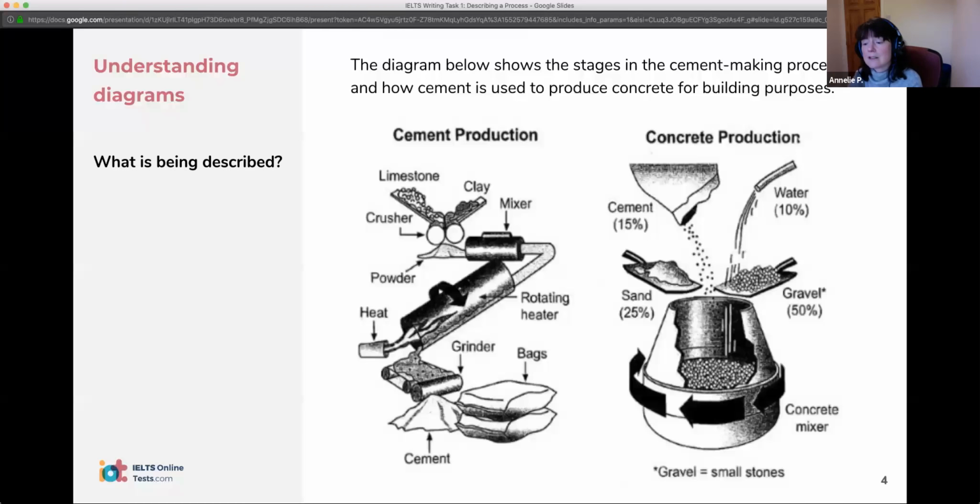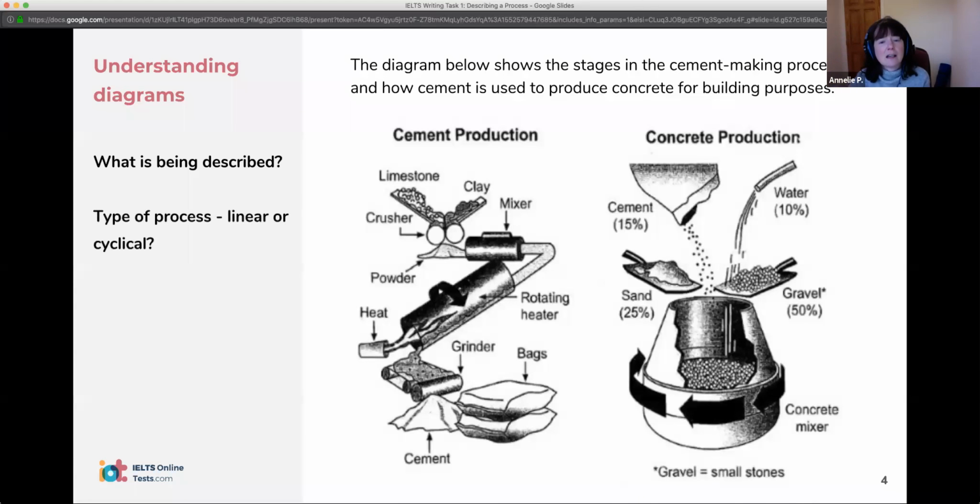So what specifically is the subject of this process? Just put it up on chat. What are we looking at here? What's the subject? Okay, very good. Yes, cement production and concrete production. Yeah, Jose, it's two different processes that combine together.